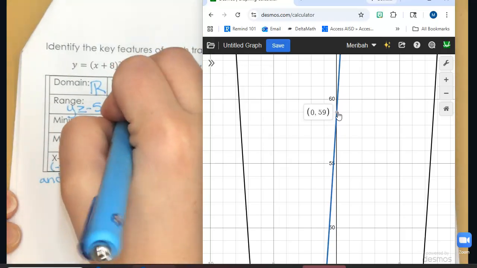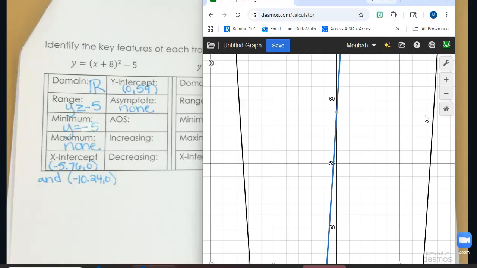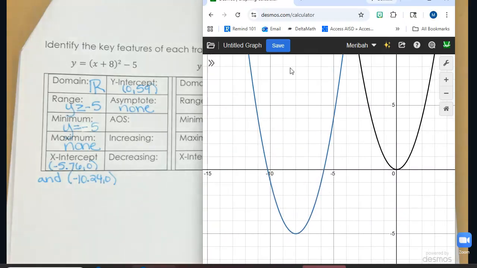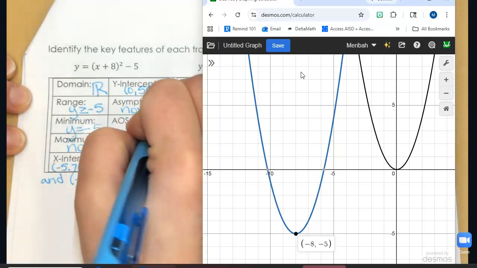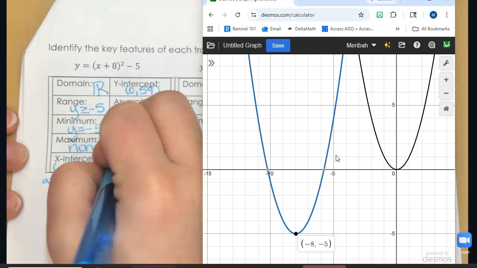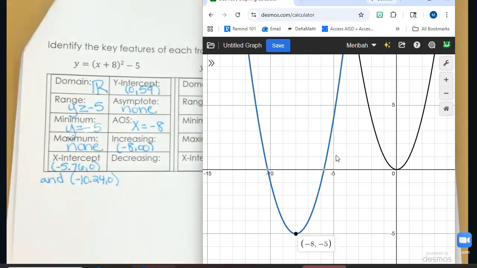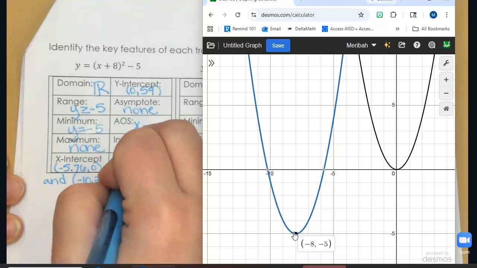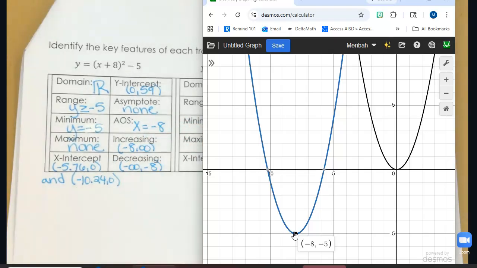Okay. Still don't have an asymptote because that's not a feature for a quadratic, but we do have an axis of symmetry, and again, that goes through my vertex, which is now here at (-8, -5). So that vertical line for my axis of symmetry is now x equals -8. Increasing, we are walking uphill starting where x is -8 and going to positive infinity. And then decreasing, we start at negative infinity and change direction at -8. So that is what changes based on those transformations.